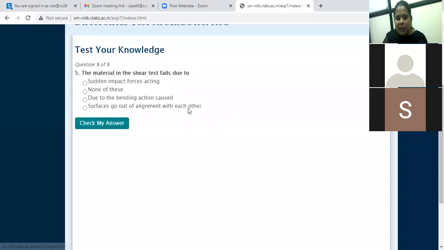Okay, last question. The material in the shear test fails due to: option A, sudden impact forces acting; none of these; due to bending action caused; and the last option, surfaces go out of alignment with each other.